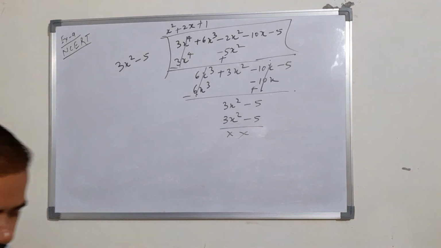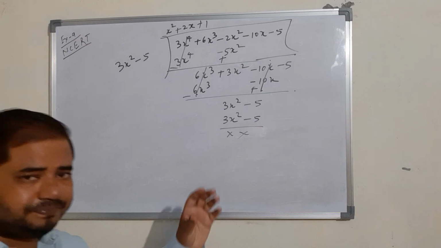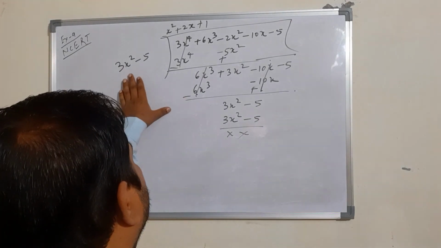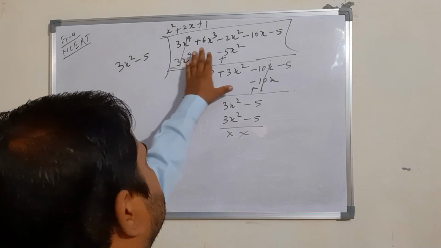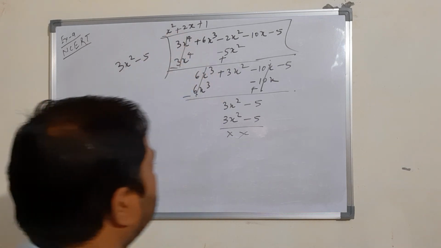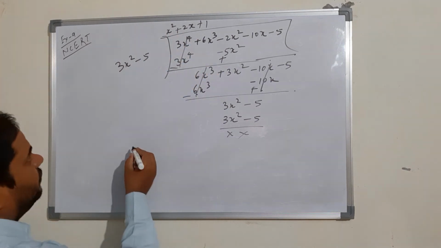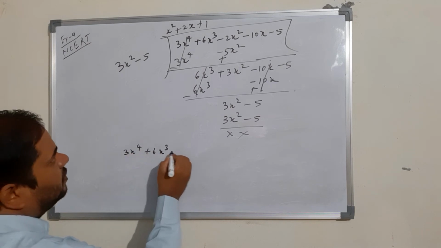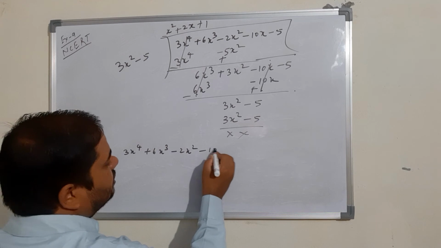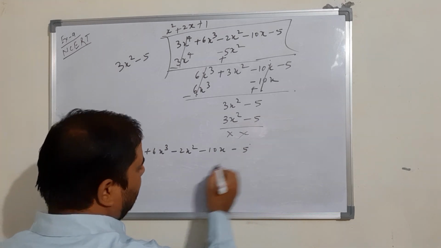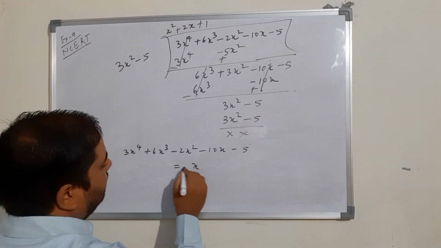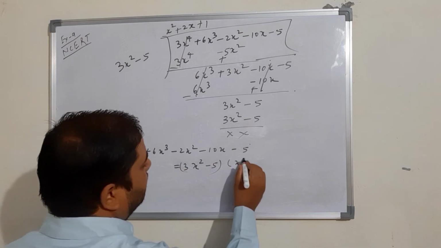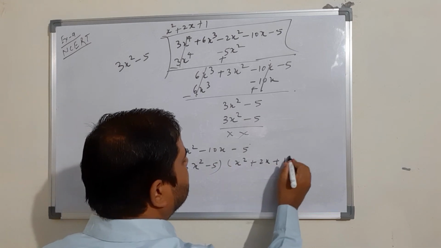Okay, so this is the divisor, this is the dividend, this is the quotient. So using the division algorithm, we will get 3x to the power 4 plus 6x cube minus 2x square minus 10x minus 5 as (3x square minus 5) times (x square plus 2x plus 1).